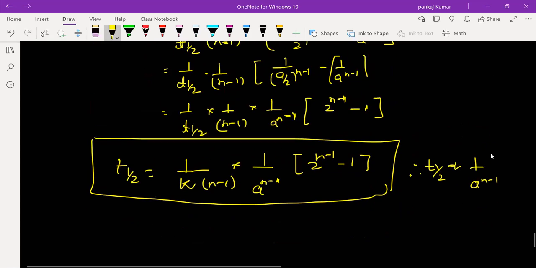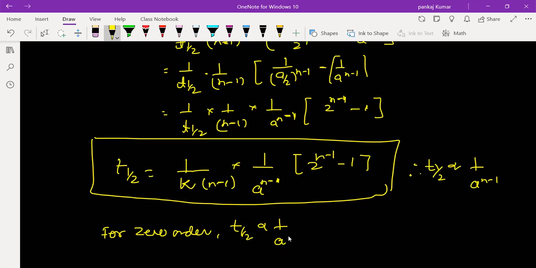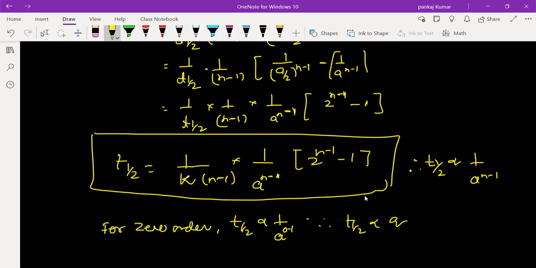N is the nth order only, isn't it? So we can find the first order, right? From here also for 0 order, isn't it? For 0 order, we can say very clearly t 1 by 2 is inversely proportional to a to the power 0 minus 1. So it will be t 1 by 2 is proportional to a. It's clear. We can conclude now.